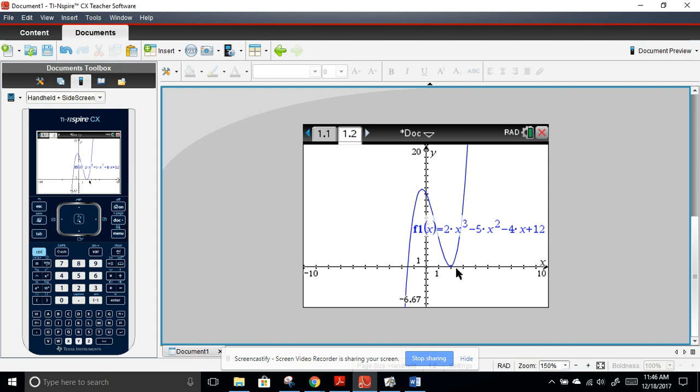So it had those. Now, what your textbook wants you to do is understand that since this goes up forever, there is no absolute maximum value.